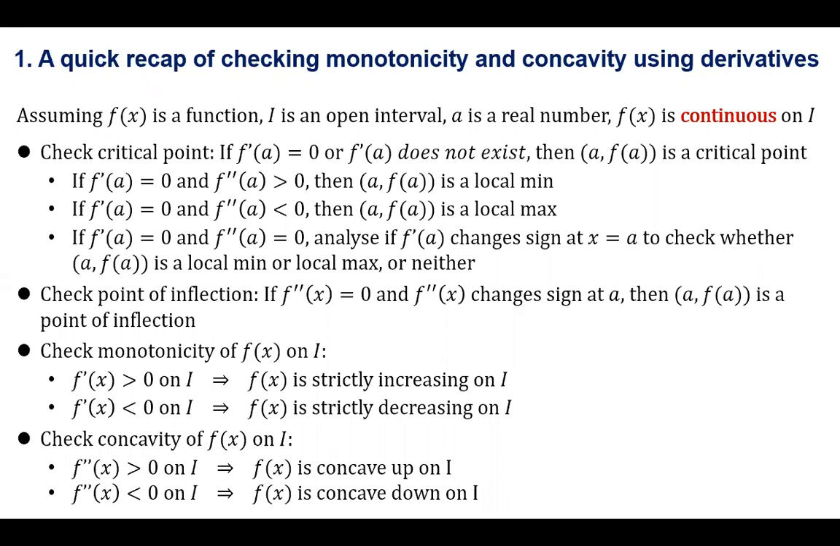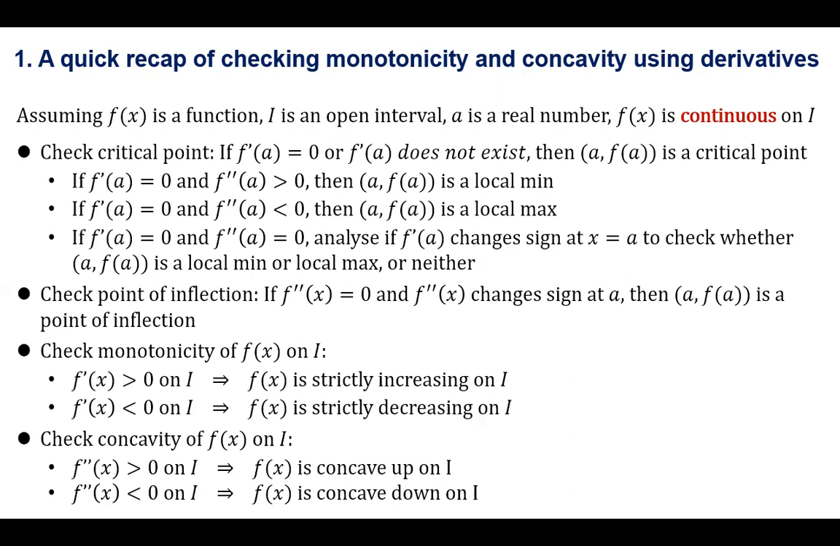Next, the technique to check a point of inflection is: if the second derivative of f(x) equals 0 and the second derivative changes sign at this point x equals a, then this point a is called a point of inflection. You still remember this? This is how we can check if a point is an inflection point.